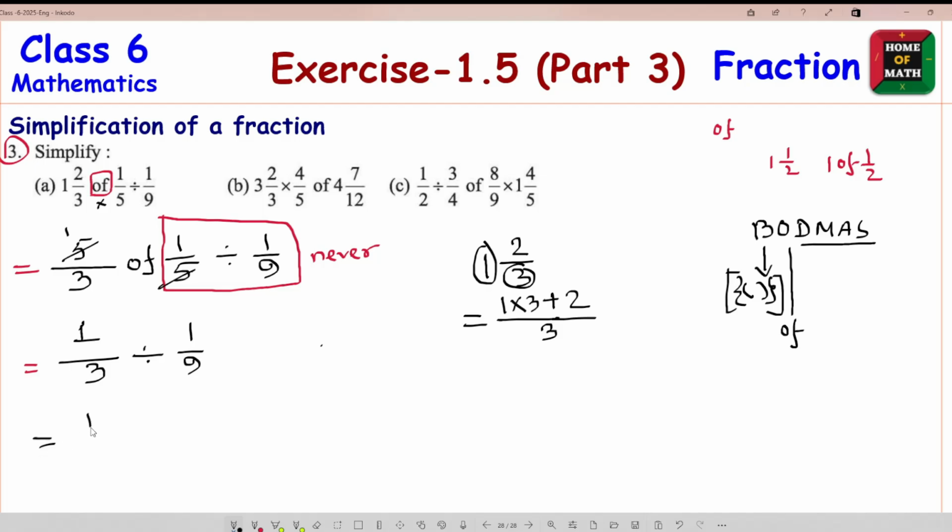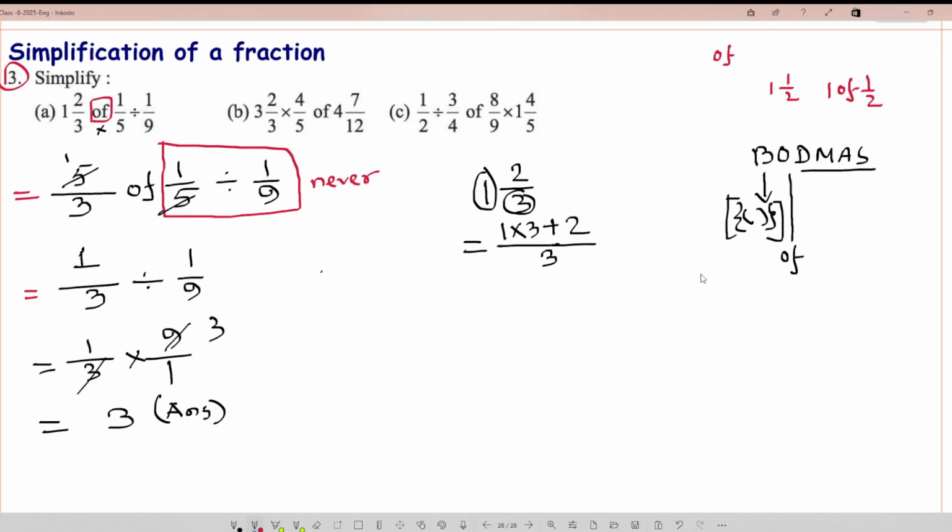Okay, now 1 by 9. Once we divide any fraction by another fraction, the first fraction will be unchanged and we multiply by the reciprocal of the second fraction. It means the second fraction will be flipped, so 9 by 1. So 9 divided by 3 is 3. Our answer is 3. I am discussing this briefly, because once you become an experienced, knowledgeable person it is very easy for you, but in the beginning steps you have to work carefully.